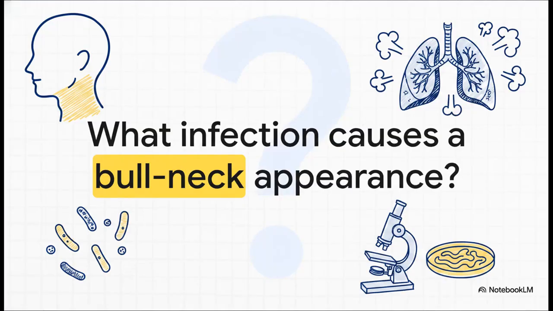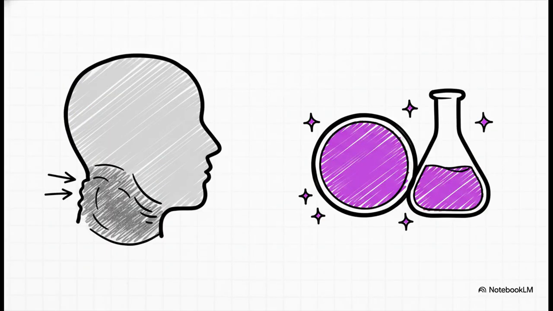Okay, let's speed the pacing back up. We are going to rapid fire through the most frequently tested pathogen facts pulled straight from your practice materials. First up, a classic exam trap symptom question. A bull neck appearance is a characteristic sign of which type of respiratory infection? The answer is diphtheria. Anytime you see the words bull neck, immediately think diphtheria.